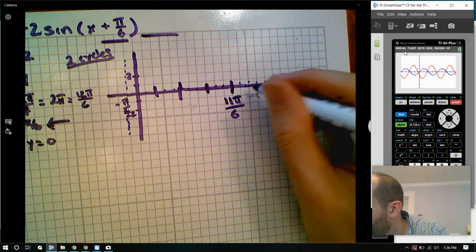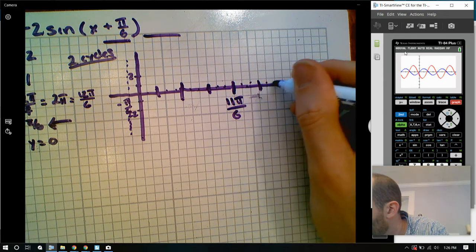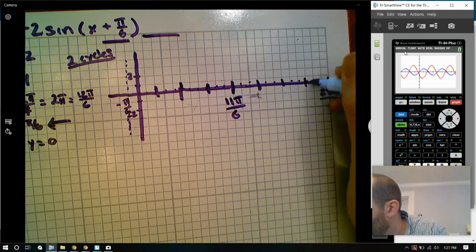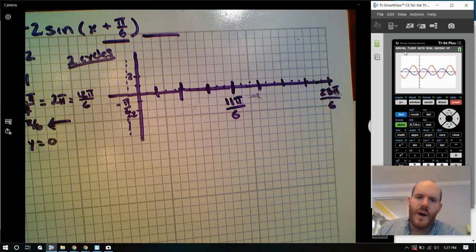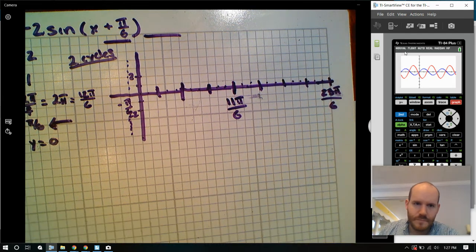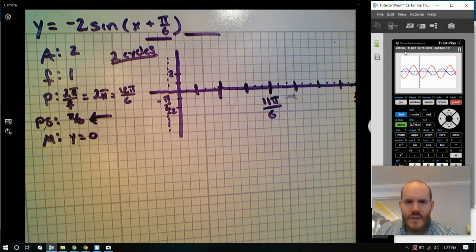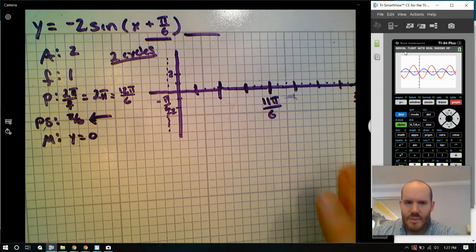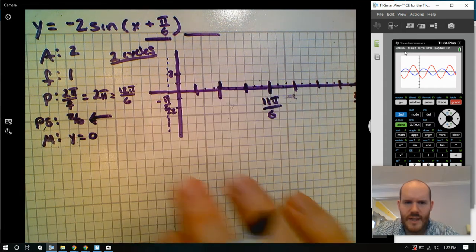And I'm going to do the same thing here. So I'm going to go 1, 2, 3, 1, 2, 3, 1, 2, 3, 1, 2, 3. And that gives me my 4 equal parts in each period. That's where my key points are going to occur. Okay. So I've gotten all my labeling done. I know where my midline is. I know where I'm starting.